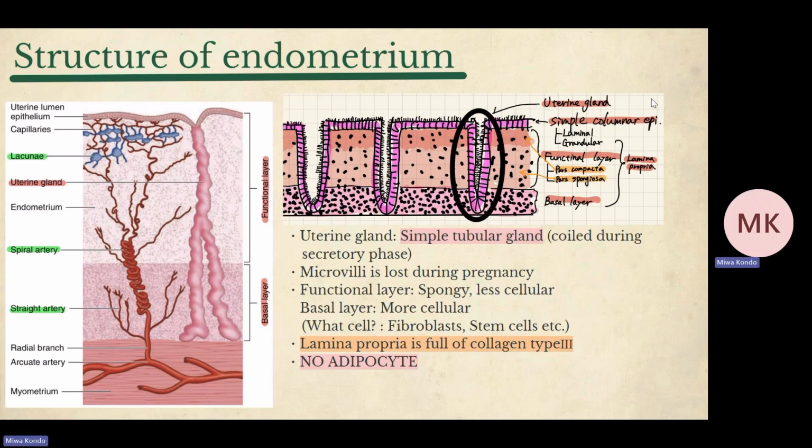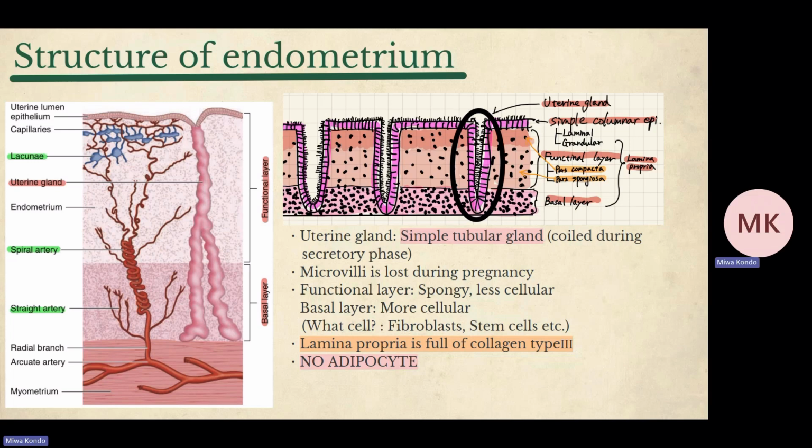Now, let's look at the structure of the endometrium. The endometrium is the mucus layer of the uterus. It consists of the epithelium and the lamina propria. The lamina propria is rich in type 3 collagen, which forms reticular fibers, and is divided into the pale functional layer and the darker basal layer.